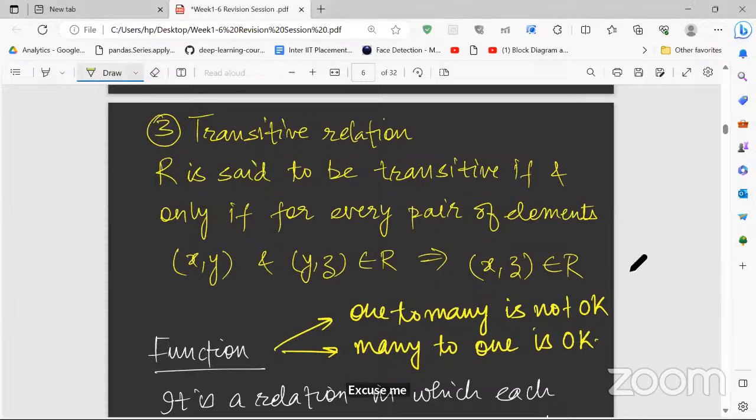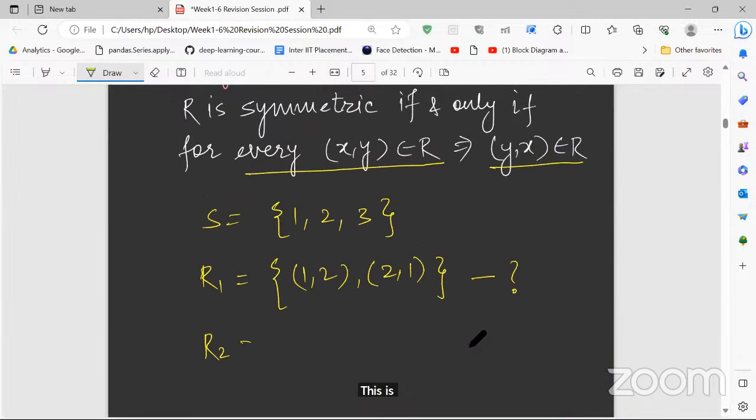Discussing about the symmetric matrix. Symmetric, is it clear to everyone? Yes, sir. Okay, so please mute yourself, everyone.